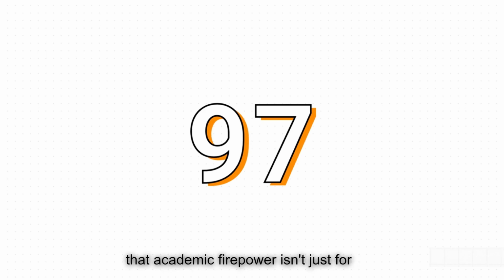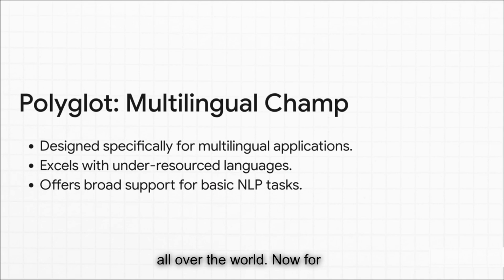And all that academic firepower isn't just for English. With support for nearly 100 languages, Stanza lets you bring that deep, research-grade analysis to projects all over the world. And now for our final tool, Polyglot. And this one's mission is really unique and so important. Polyglot is designed specifically to support what we call under-resourced languages, basically the ones that often get left behind by the mainstream NLP tools. It's a true champion for linguistic diversity.